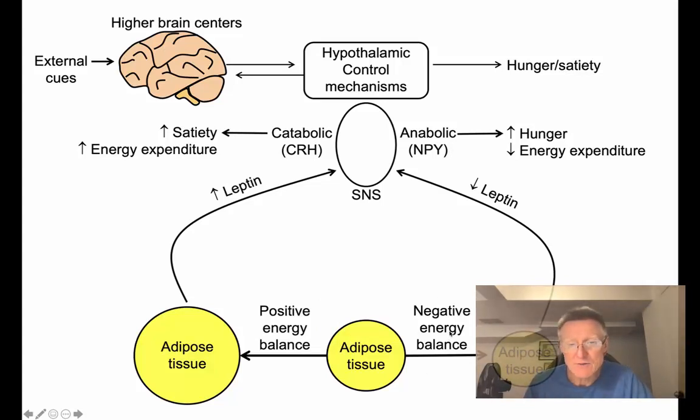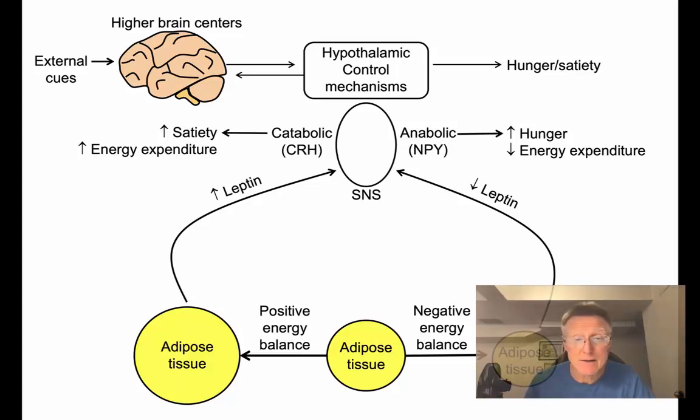So in the center of this is obviously the adipose tissue, because the adipose tissue can either get bigger or get smaller. The adipose tissue undergoes these modifications depending on how much energy is available in your body. So it can either increase in size or it can reduce its size.